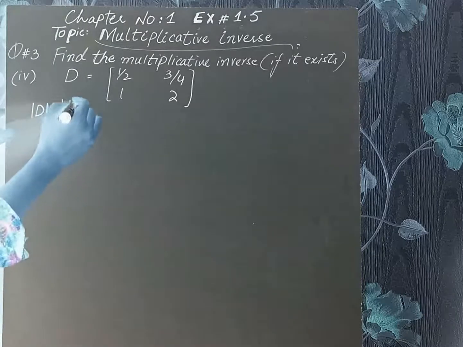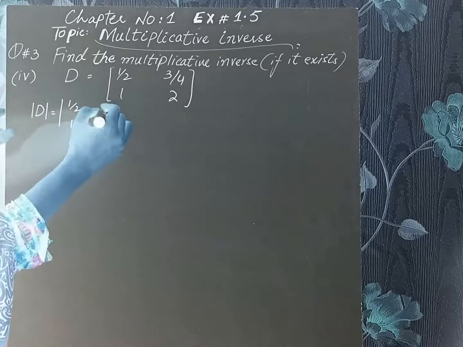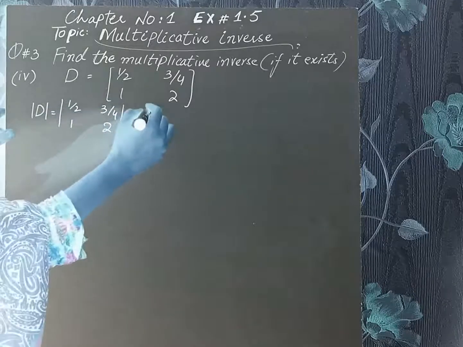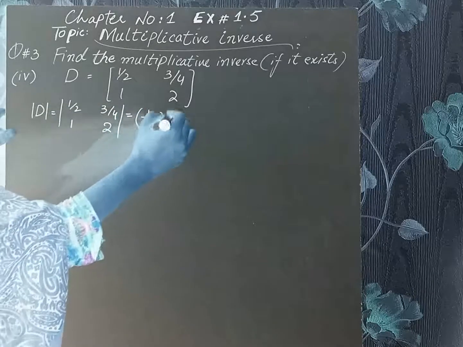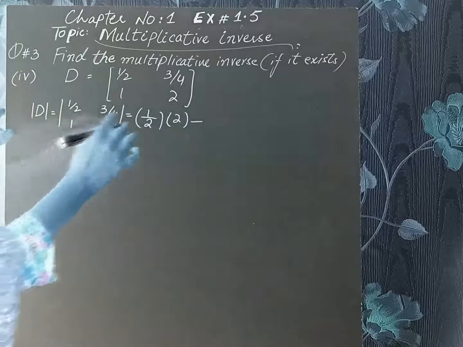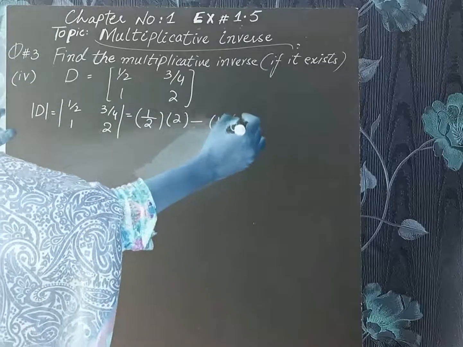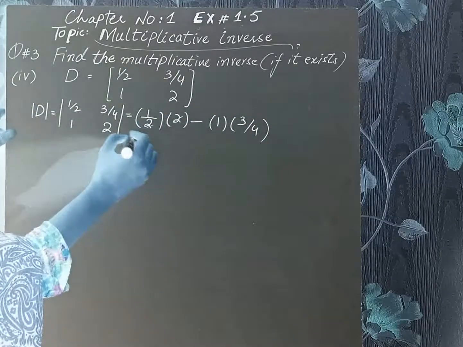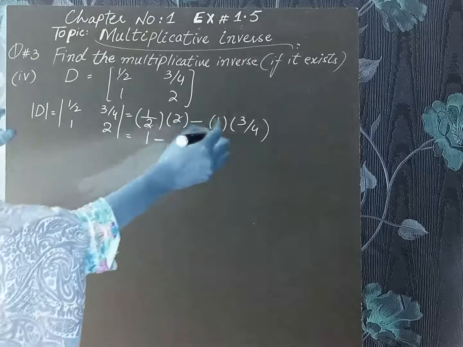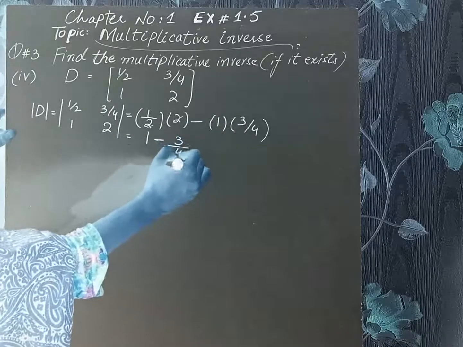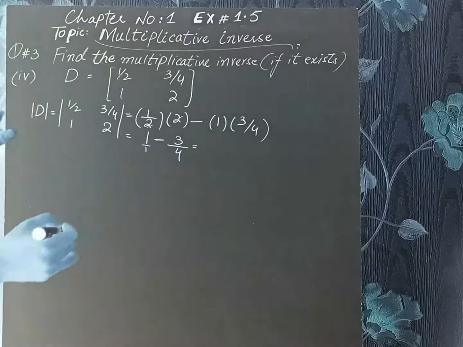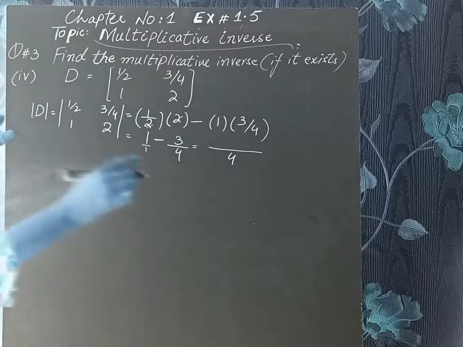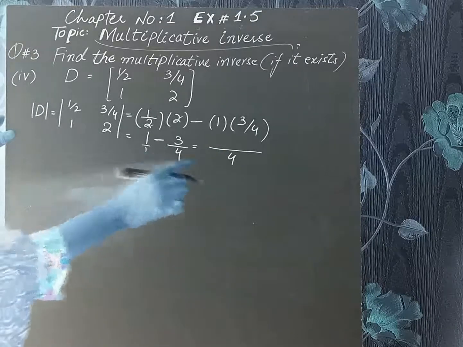In the same way, with 1 over 2, 1, 3 over 4 and 2: 1 over 2 multiplied by 2, minus 1 multiplied by 3 by 4. Now this 2 is cancelled by 2. Here it is 1 minus 1 times 3 over 4. Here there is no denominator, so that is 1. I can take the LCM here, that is 4.